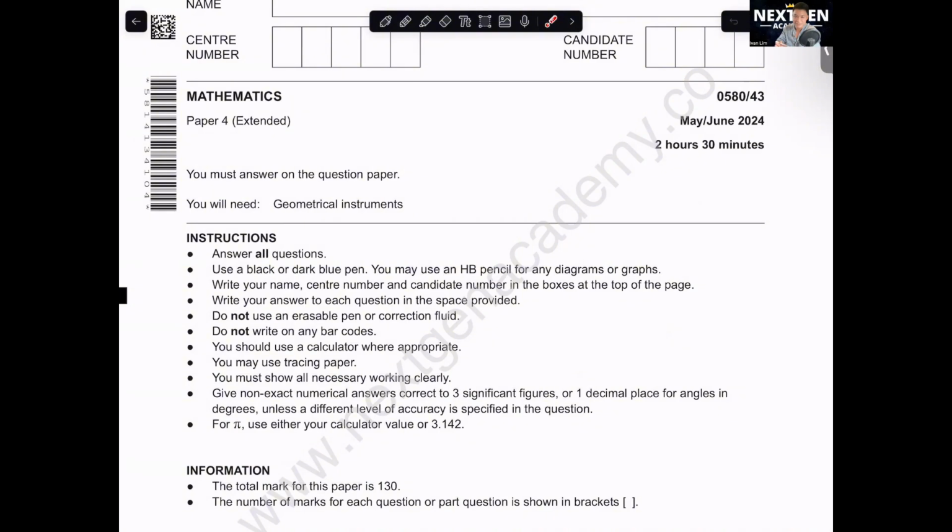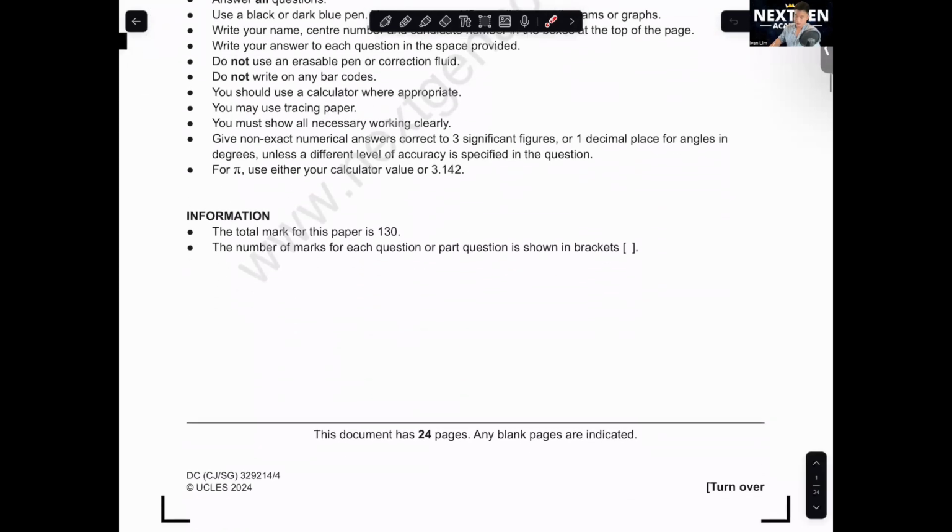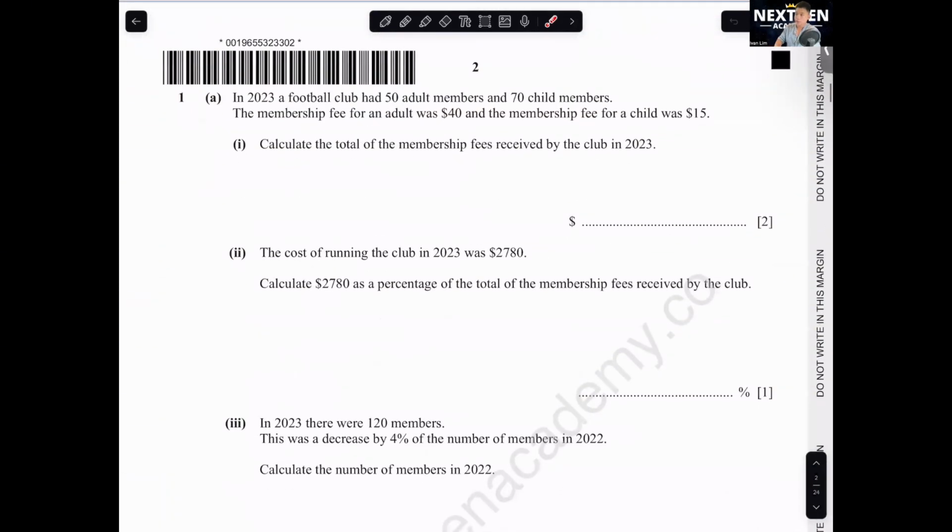Please don't fail your exam. As mentioned over and over again, you can still use a calculator. The next batch cannot use a calculator. Please ask me any questions that you have. It's a 130 marks paper. Let's go. Let's go to question 1.